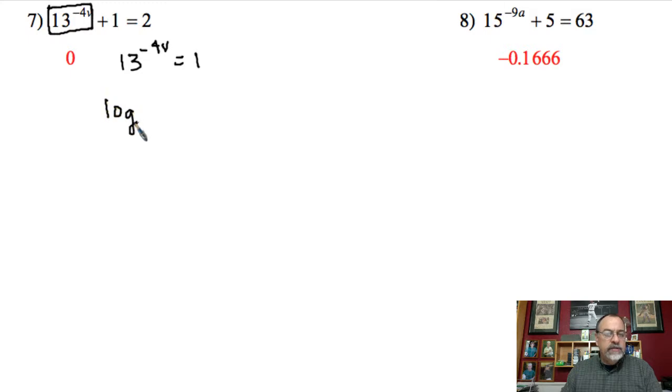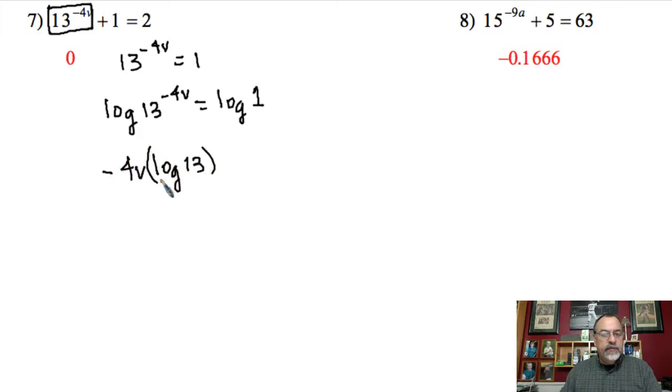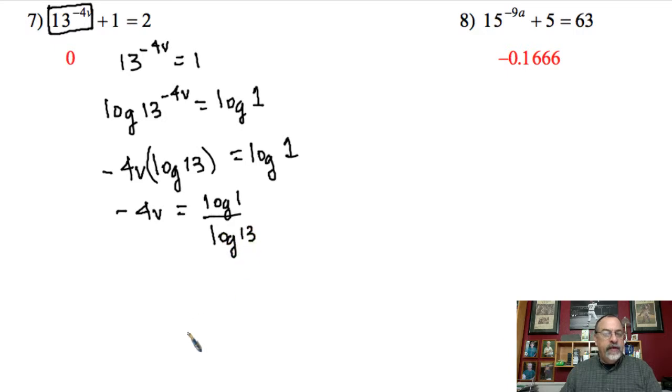And then once this is isolated, we can go ahead and apply the log, or undo it, by taking the log of both sides. So this is the log of 13 to the negative 4v is equal to the log of 1. Alright, and then we're going to move this exponent over in front. I'll just put that, so you see that's multiplication, equals the log of 1. And then negative 4v is equal to log of 1 divided by log of 13. And then again, you have to be careful here because we're going to divide by negative 4.